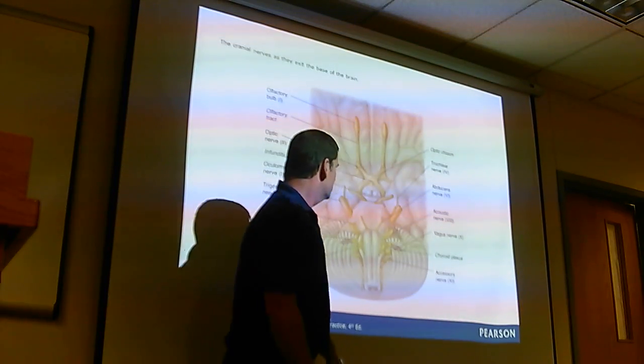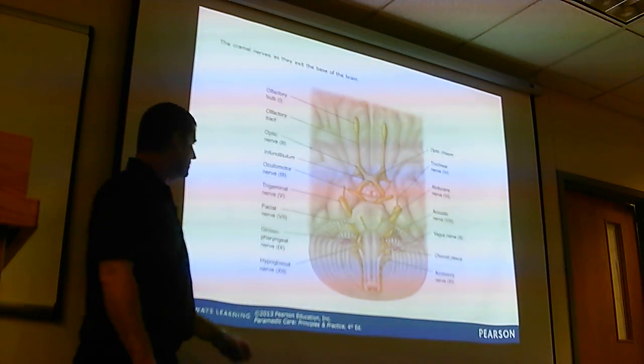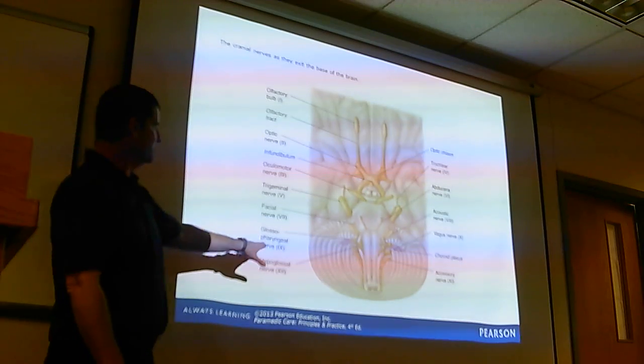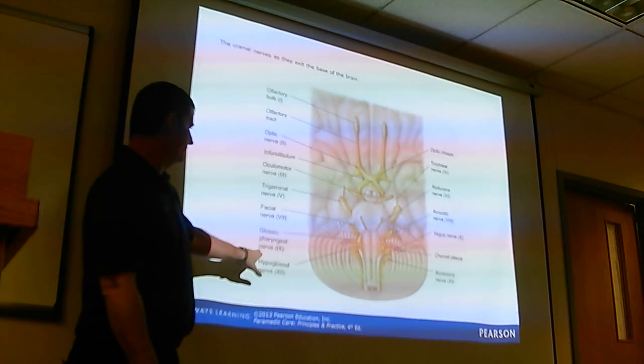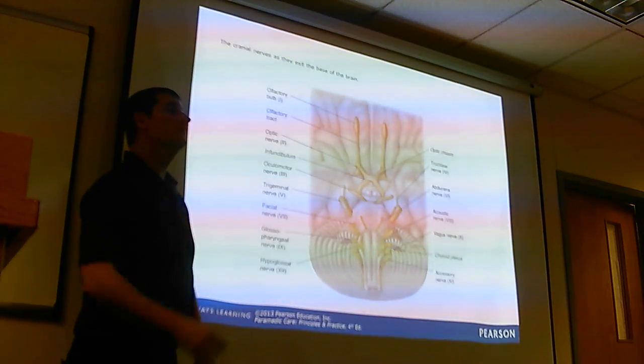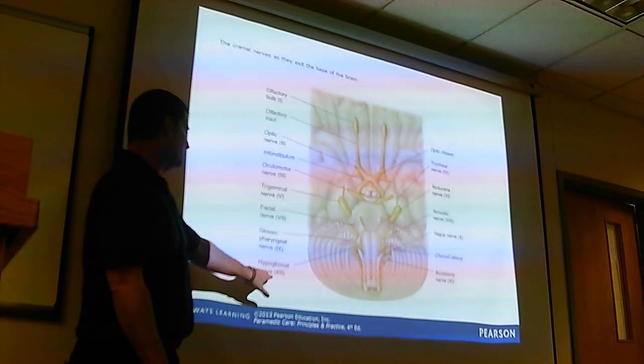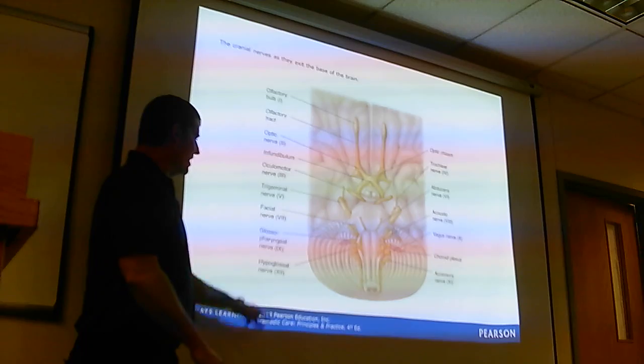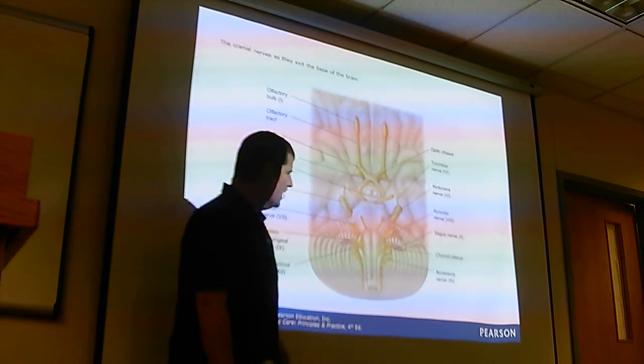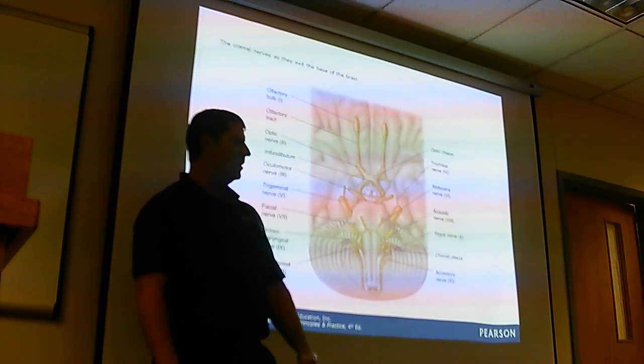Acoustic, easier. Glossopharyngeal. What's that? Tongue movement. Hypoglossal is really more tongue movement. This is going to be in swallowing and that. And then your vagal nerve will be the other one on there.